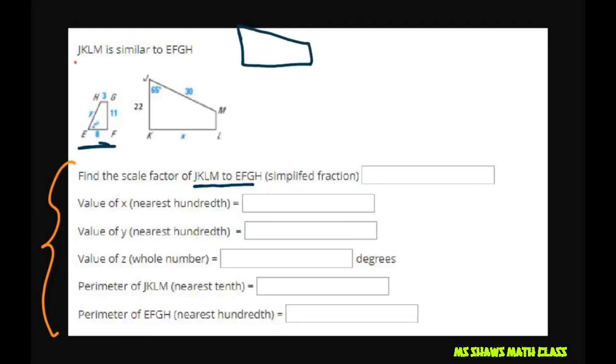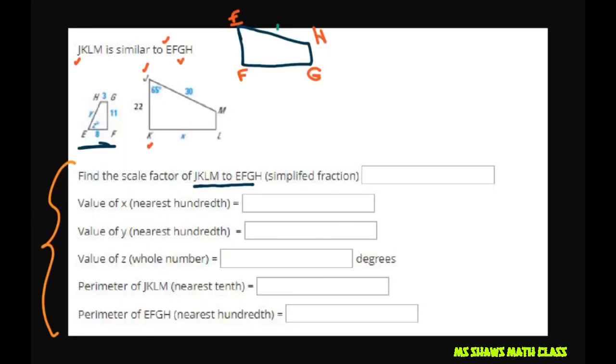I know J is congruent to E. So here's J, so I'm going to put my E right here. And then K, which is here, goes with F. L is congruent to G. And M is congruent to H. Now I can fill everything in.